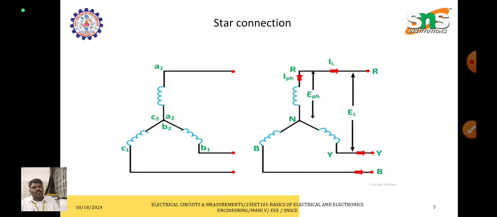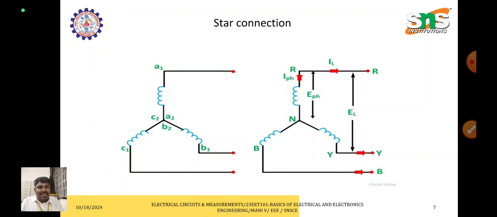Okay. So in a three phase system, there are two connections. One is star connection, and another one is delta connection. In star connection, there are three windings. One end of each winding is connected with the R phase, Y phase, and B phase, and the remaining ends of R, Y, B are interconnected at a single point, which is nothing but the neutral. These types of connections are called star connection.